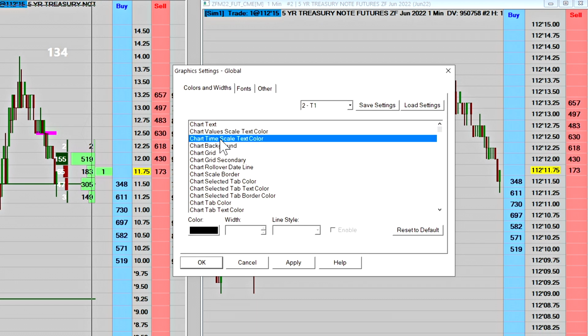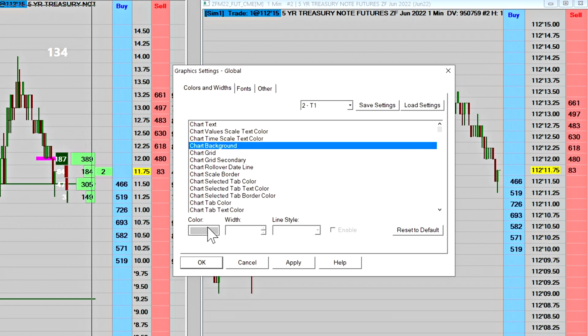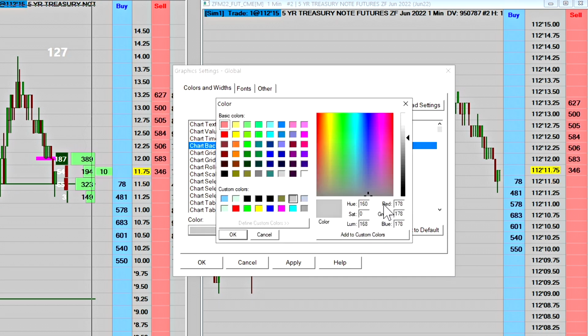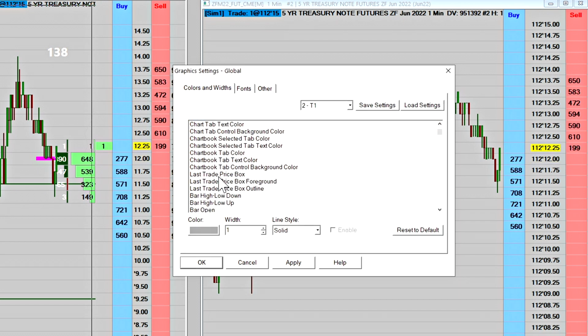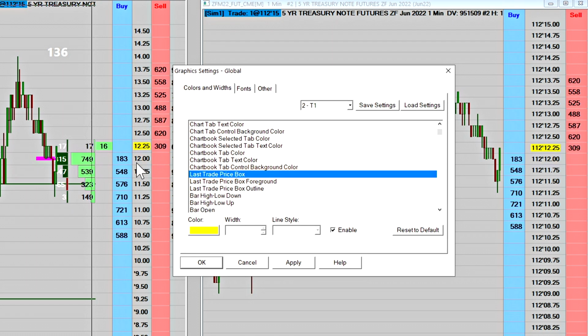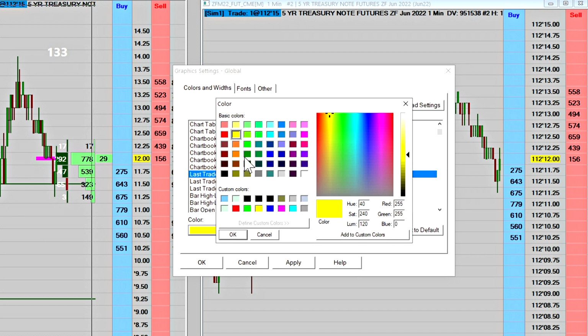These are new settings that were recently added. For the chart background, we use something like an off gray. For RGB, it's 178 for all three values. For the chart grid, we use a slightly darker gray, in this case RGB 157 for each value. Now, if we scroll down, the last trade price box, if you do not have the custom price scale study, this will be set right here. By default, it's set to something else, but we just enable the last trade price box, and then set it to the common yellow setting, which is here in Sierra Chart, 255, 255, and 0.